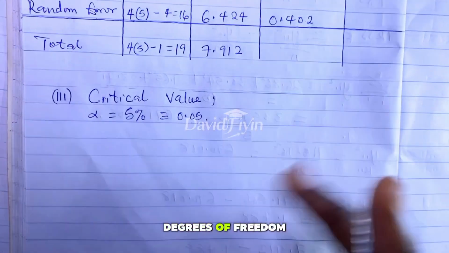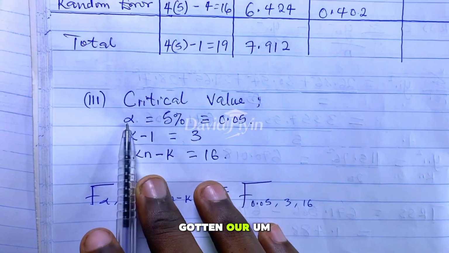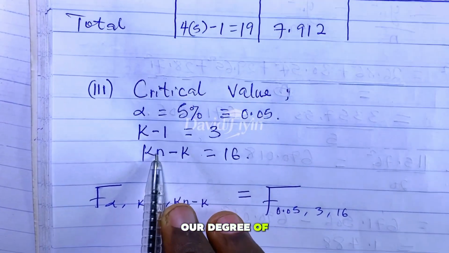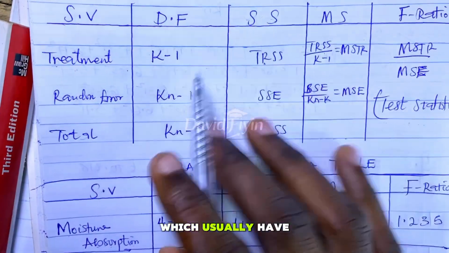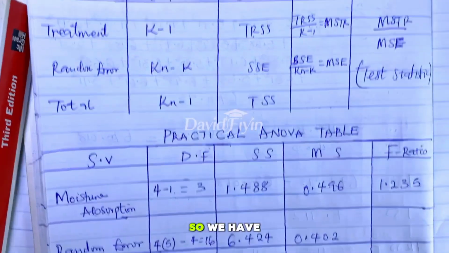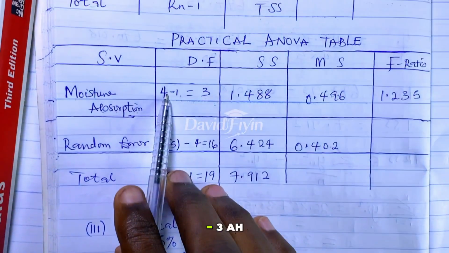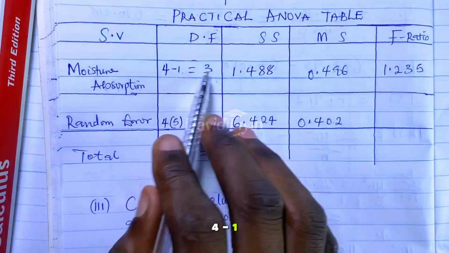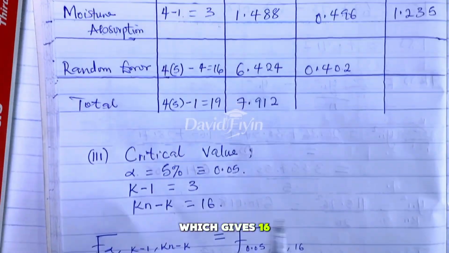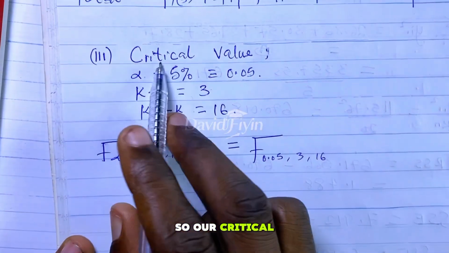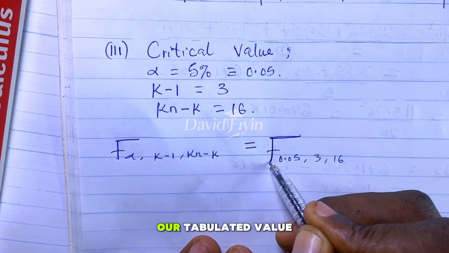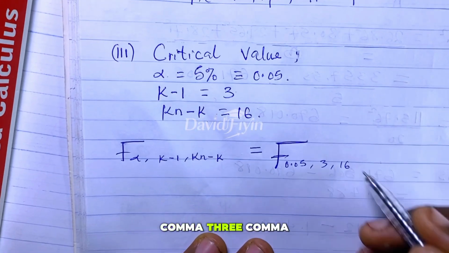Followed by the degrees of freedom. After we've gotten our level of significance, the next thing is to get our degrees of freedom. This is the F distribution, which usually has 2 degrees of freedom: K minus 1 and Kn minus K. K minus 1 is 4 minus 1, which gives 3, and Kn minus K is 4 into 5 minus 4, which gives 16. So our critical value, or tabulated value, is going to be F of 0.05, 3, 16.